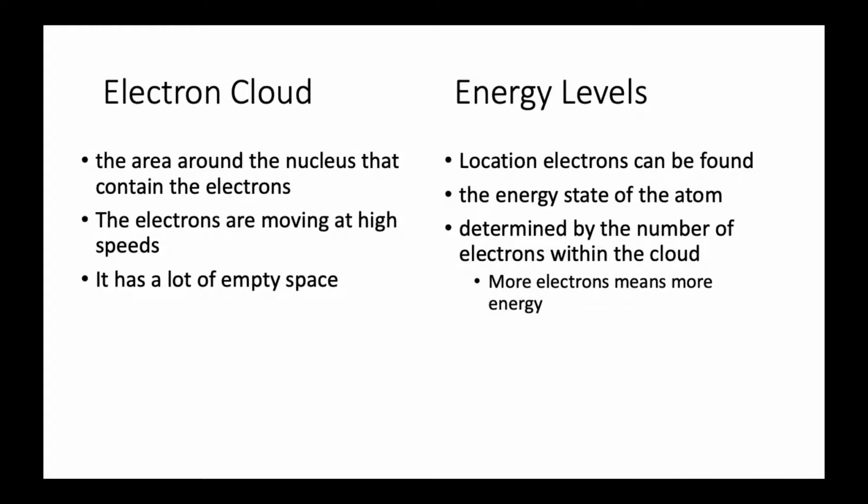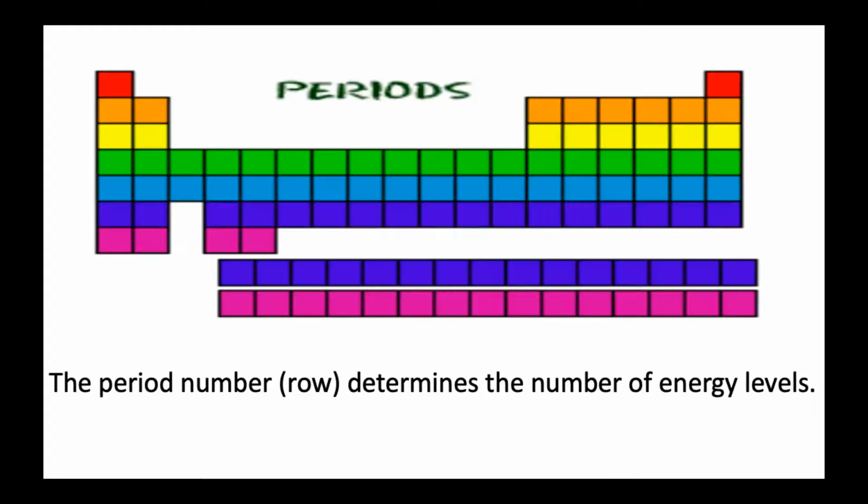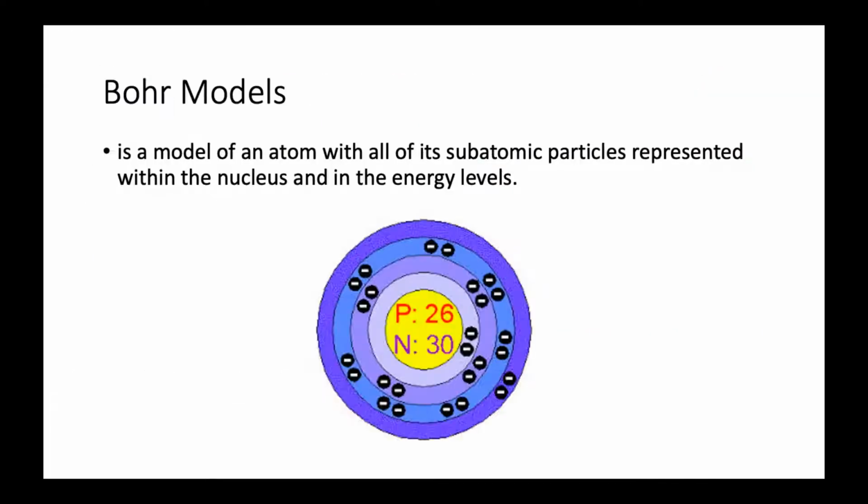And so we determine the number of electrons within the cloud, and then that will determine how many energy levels there are. As a review, remember our period, or the rows, determines the number of energy levels each atom has. So if I'm in period 3, I will have 3 energy levels, or if I'm in period 5, I will have 5 energy levels.